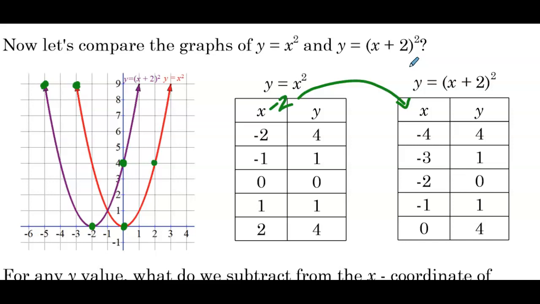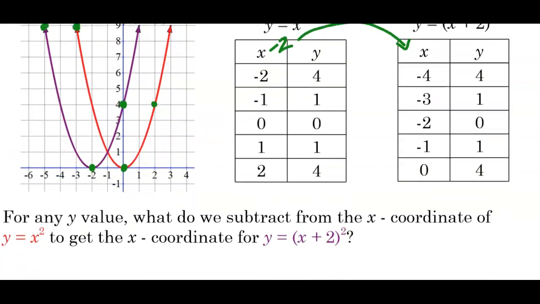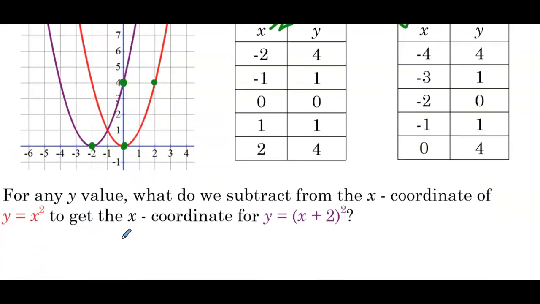Now, realistically, we know the parent function and want to get the translated function. So we're going to have to reverse the idea that the equation is telling us. So for any y value, what do we subtract from the x-coordinate of the parent function to get the x-coordinate of the translated graph? In this case, we're going to subtract 2.